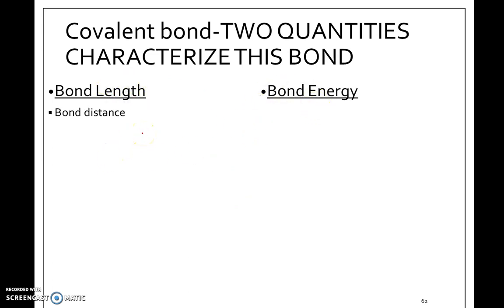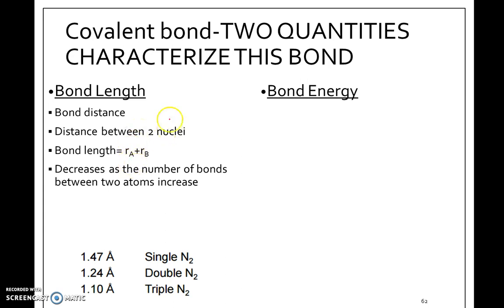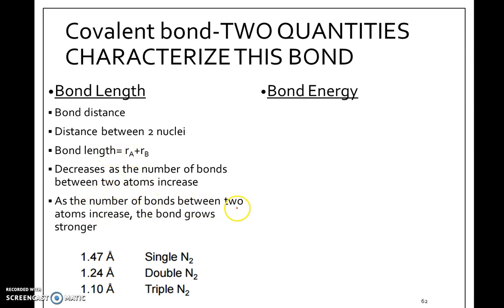So the bond length is the distance between 2 nuclei. You might see this as the sum of the radii of A plus B. Depending on how big A is and how big B is, there is an overlap, just like when we talked about the 2 hydrogen atoms. You put 2 hydrogens together, you can only get so close. As the number of bonds between 2 atoms increases, the bond grows stronger and shorter.